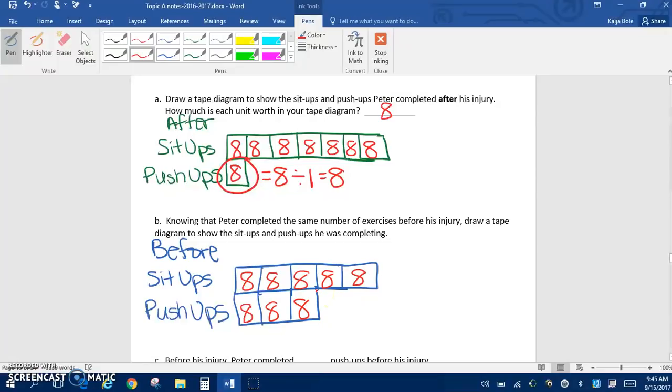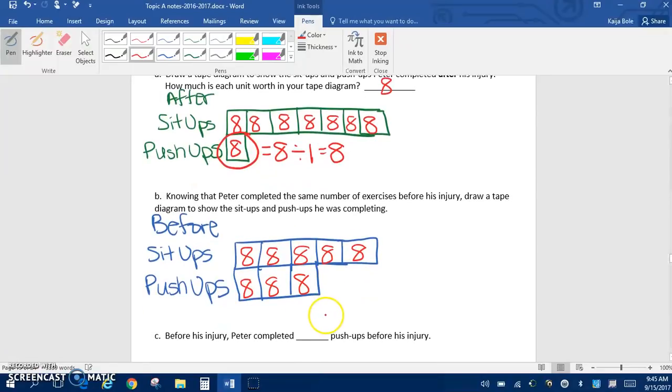Now we have our tape diagram, so we have to answer the last question. It says before his injury, Peter completed how many push-ups? If we look up here, we're going to look at the push-up boxes, and we know that there's 8 in each box times 3 boxes, and 8 times 3 is 24. So before his injury, he completed 24 push-ups.